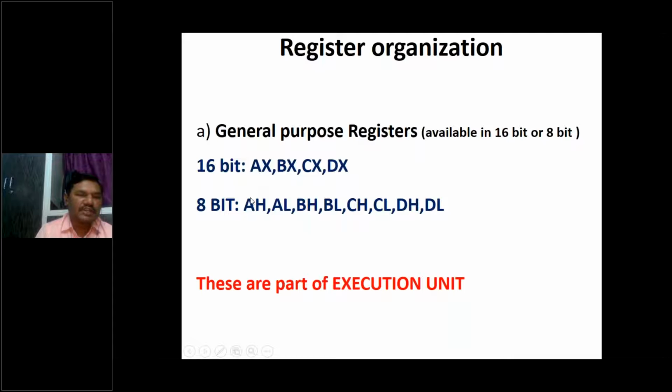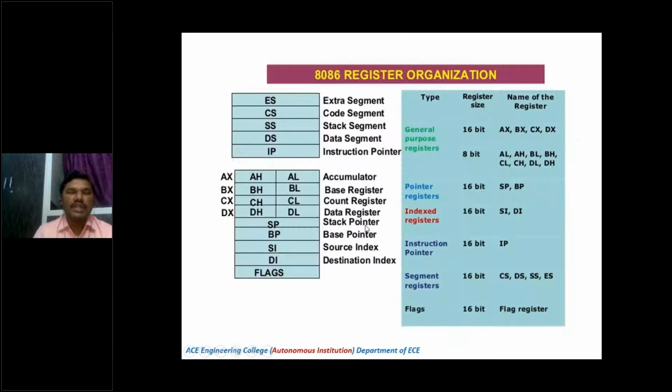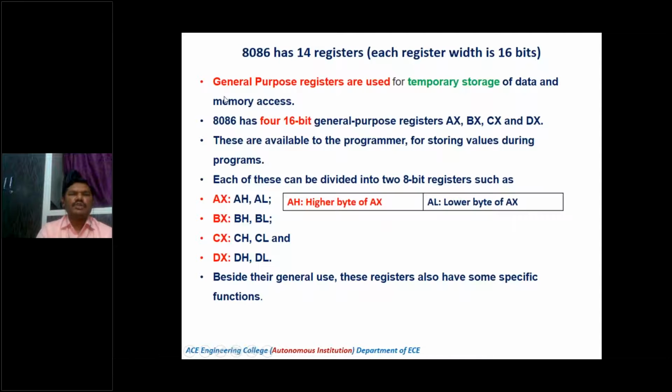Again, this AX can be written as AH and AL. H stands for higher byte and L stands for lower byte of AX, BX, CX, and DX, and these are part of the execution unit. General purpose registers are part of the execution unit. General purpose registers are used for temporary storage of data and memory access.